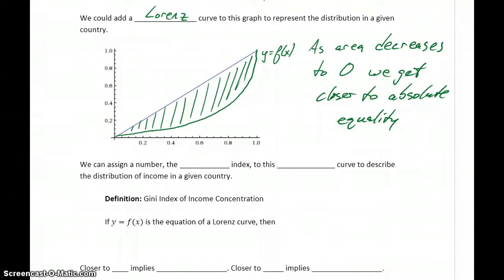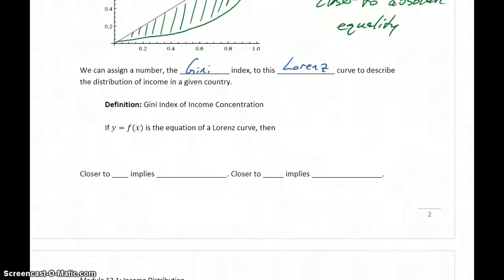So we can assign a specific number to this area that we're going to calculate, and we can call that the Gini Index. So we call the Gini Index of this Lorenz curve a single number that helps to describe the distribution of income in that given country. So our Lorenz curve represents income distribution in a specific country. Then we're going to complete a specific calculation that gives us something very similar to the area between these two curves, which is going to be referred to as the Gini Index.